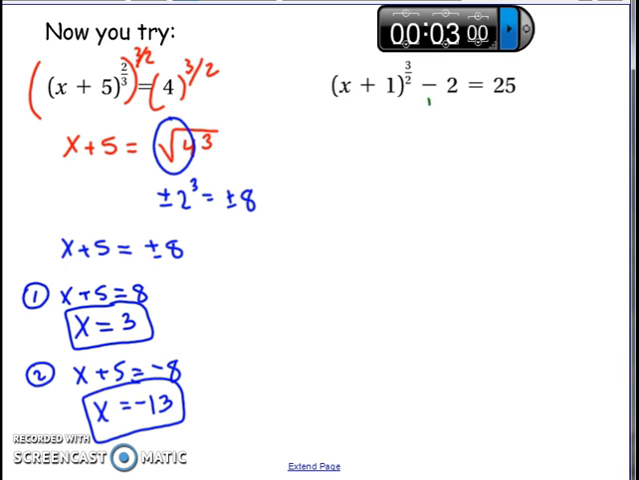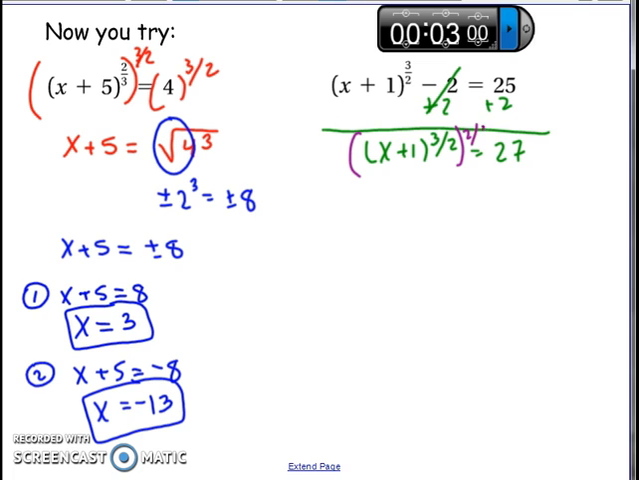In the second one, we're going to add 2 first. So x plus 1 to the 3/2 equals 27. And now we're going to raise it to the 2/3. So x plus 1, these are gone, equals, now 27 to the 2/3, we're going to rewrite it as 27 squared and the cubed root.